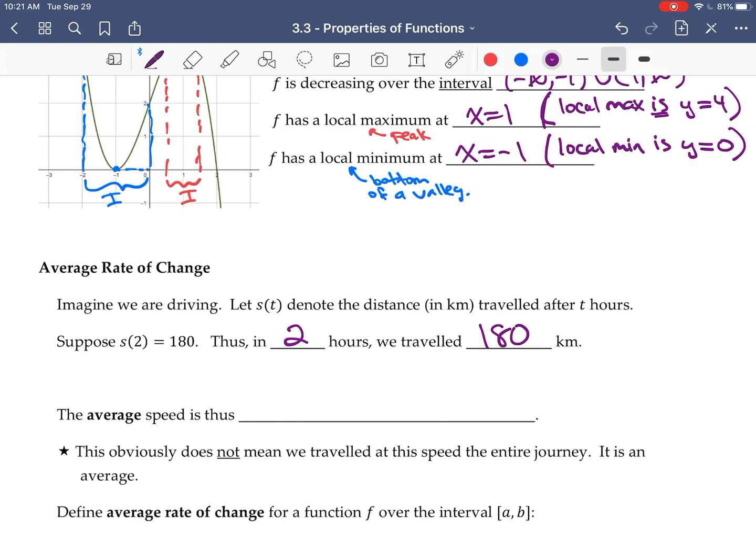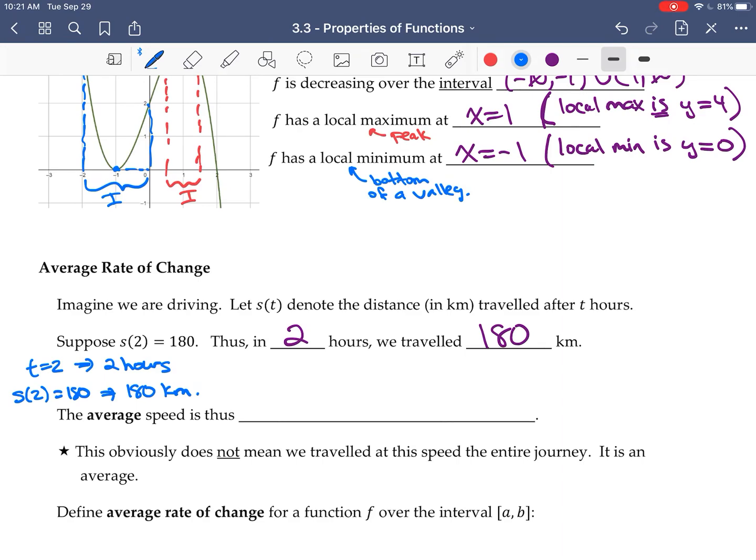So t equals 2 means 2 hours. The t units are in hours. And S of 2 equals 180 means 180 kilometers. So 180 is the number of kilometers that we did. S of t is the distance.